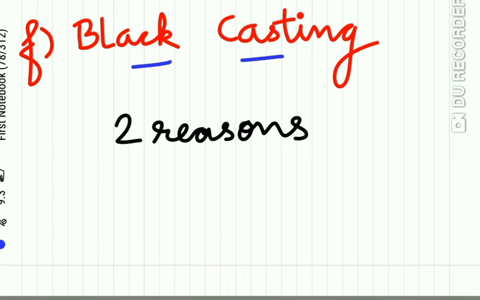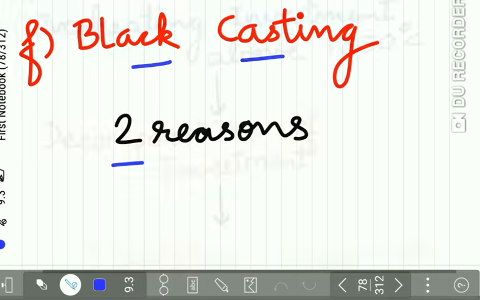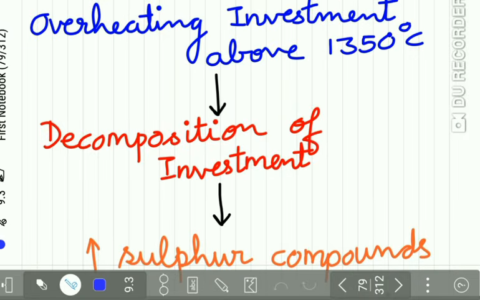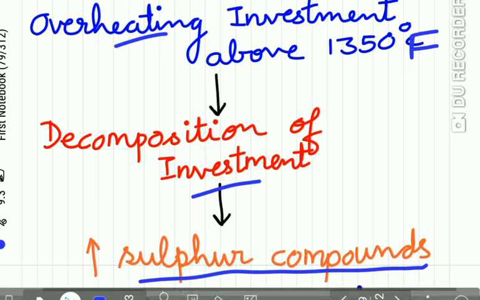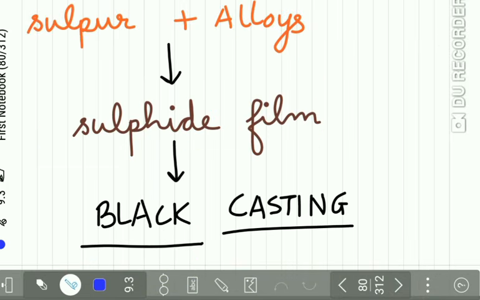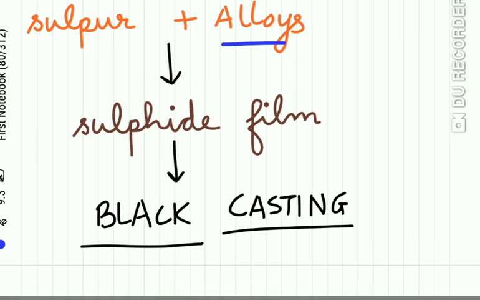Also, there is a defect called black casting, which occurs due to two reasons. First reason, if overheating of the investment is done above 1350 degrees Fahrenheit, there is decomposition of the investment. There is liberation of sulfur compounds from the investment. These sulfur compounds combine with the alloys and form a sulfide film on the alloys, resulting in black color of the casting.